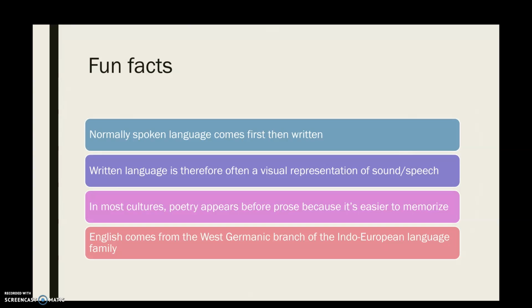And English comes from the West Germanic branch of the Indo-European language family. I'm not sure why I included that, other than the fact that I think it's really cool. Some people like to call English a Romantic language or a Latinate language. It's actually not. It's a Germanic language.